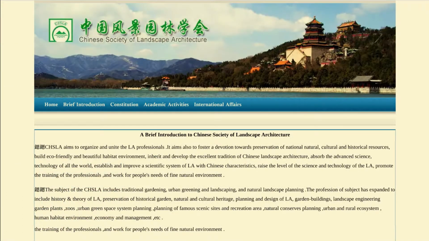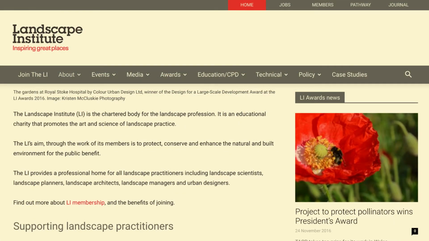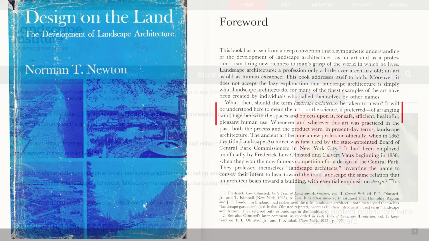The CHS-LA account of landscape architecture has a proper focus on China's heritage, while also looking to the wider world. The profession's workload is summarized as a traditional core, including gardens and urban greening, and an expanded sphere, which includes other types of work. The LI's remarkably concise statement explains the profession's aims, but doesn't explain what types of work it undertakes or how they are approached. It reads too much like a description of an environmental charity.